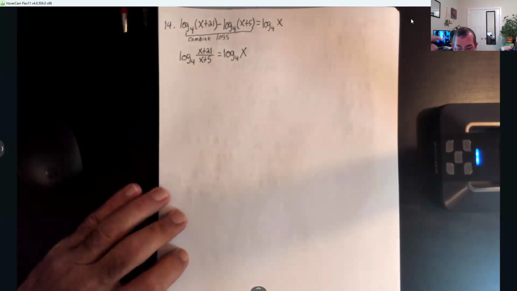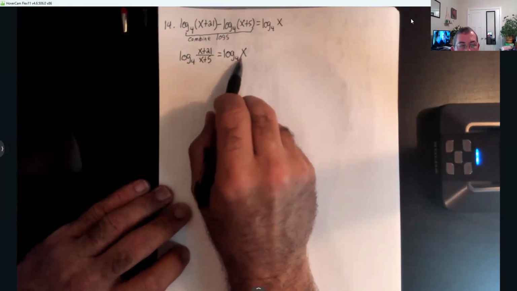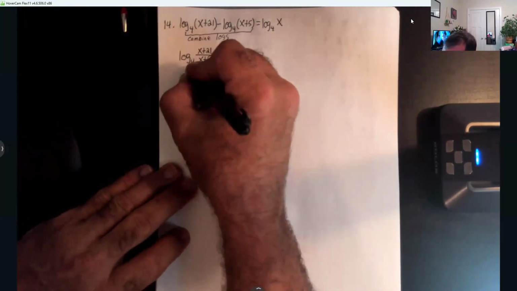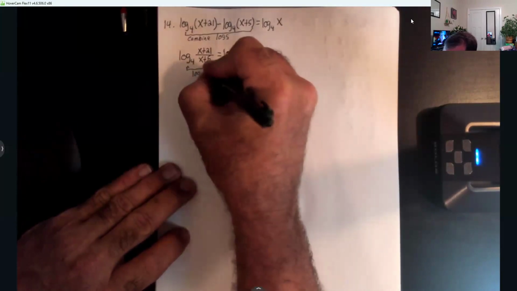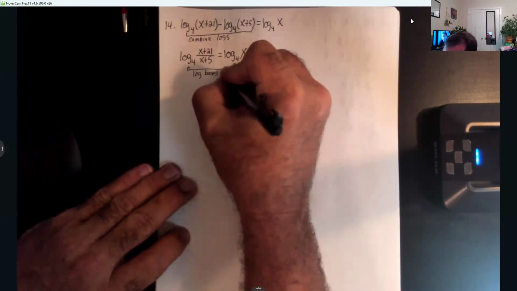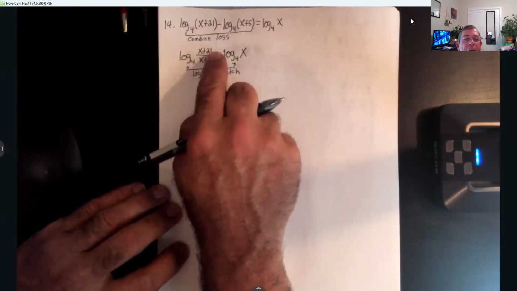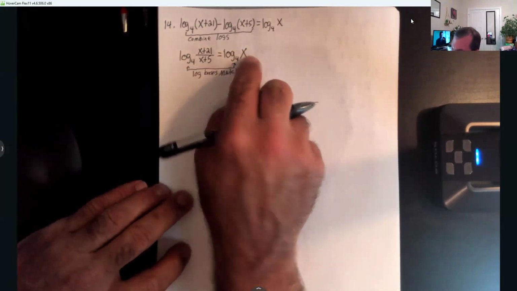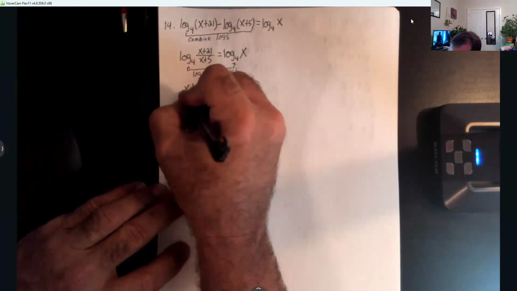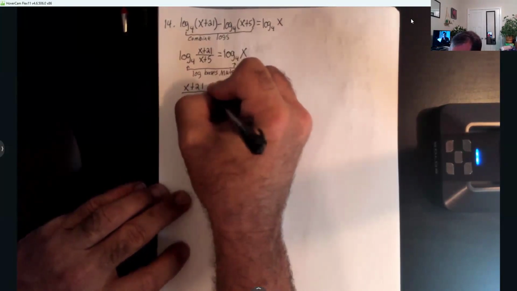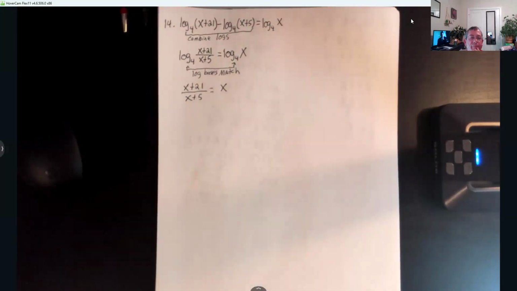Oh, are y'all noticing that? This log base on the left side equals the log base on the right side. So my log bases match. So since these log bases match, this result equals that result. So the x plus 21 over x plus 5 equals the x on the right side.